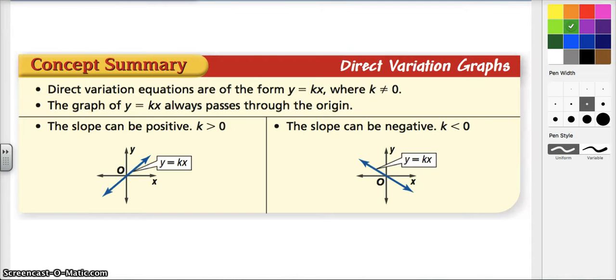So here's a little bit of a summary of what we talked about. When k is positive, we're going to go up to the right. When k is negative, we'll go up to the left. Very similar, or exactly the same, as when we talked about slope.